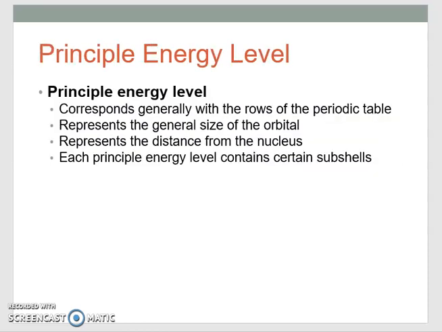The principal energy level is going to correspond generally with the rows of the periodic table, and it's going to represent the general size of the orbital as well as the distance from the nucleus. It will, in general, also represent the general energy. The further away from the nucleus, the more energy that those electrons will have. And each principal energy level will contain a certain number of subshells.